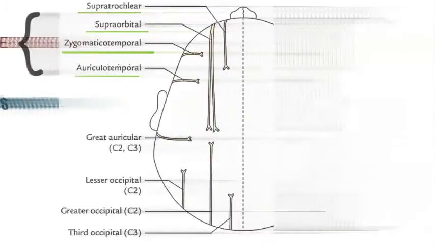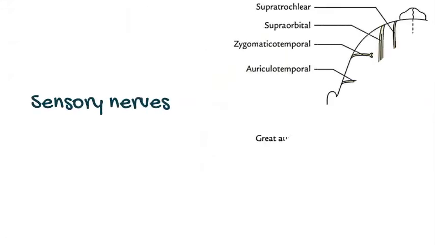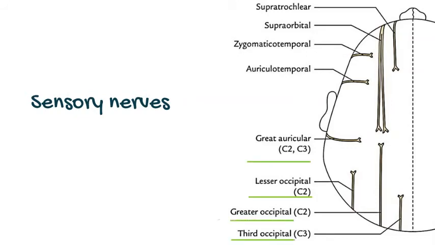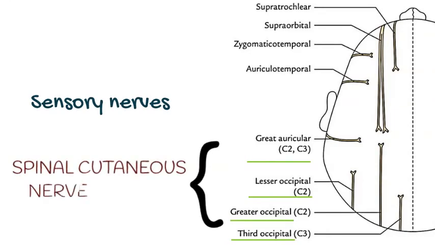Sensory nerves behind the auricle. Great auricular nerve. Lesser occipital nerve. Greater occipital nerve. And third occipital nerve. These are branches of the spinal cutaneous nerves, C2 and C3.